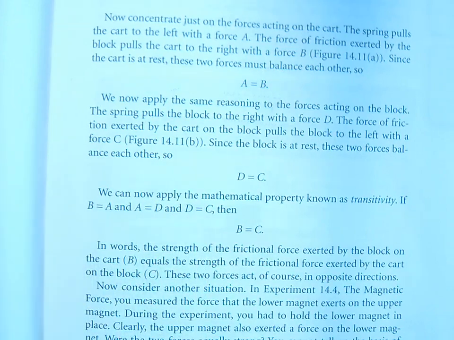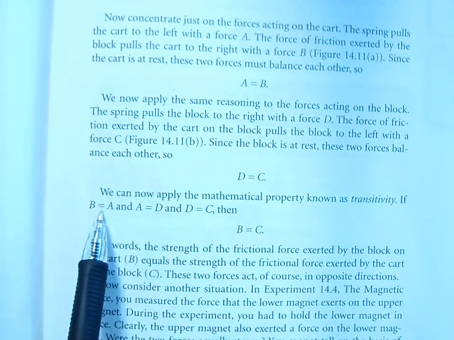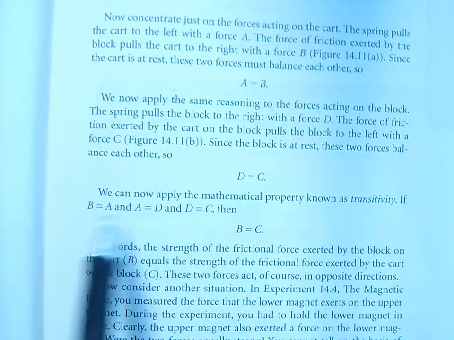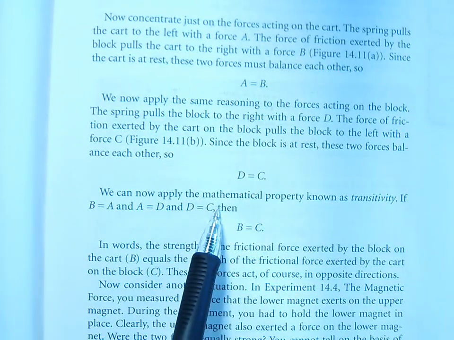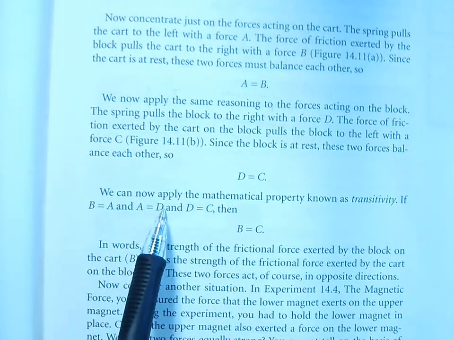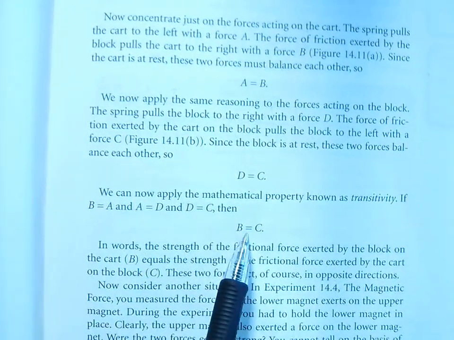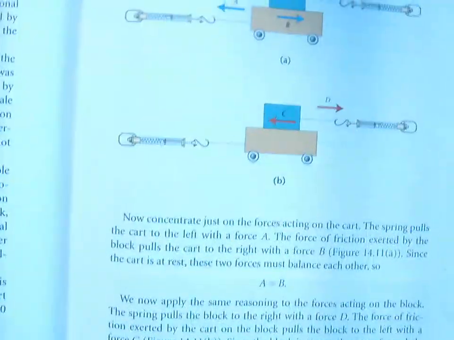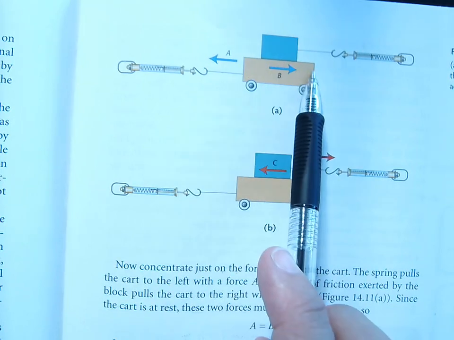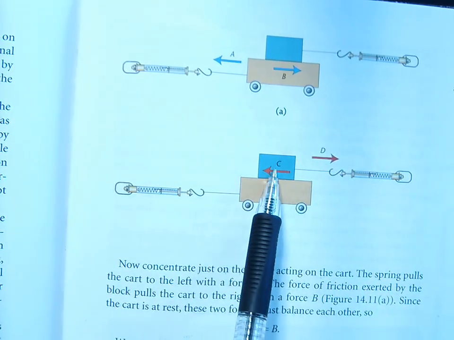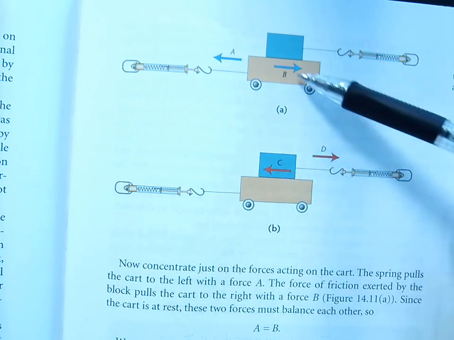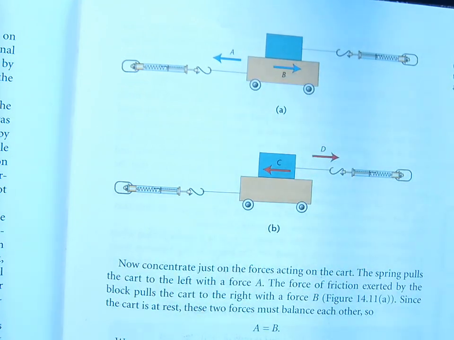So here's how it goes. A and B are equal, A and D are equal, D and C are equal. And you can go back and look at each of the diagrams. And I already explained those 3 scenarios and why those equalities exist. So if you look at all of that, then B equal to A, equal to D, equal to C, B must be equal to C, right? So let's look at B and C again. B is the force of friction on the cart, C is the force of friction on the block.